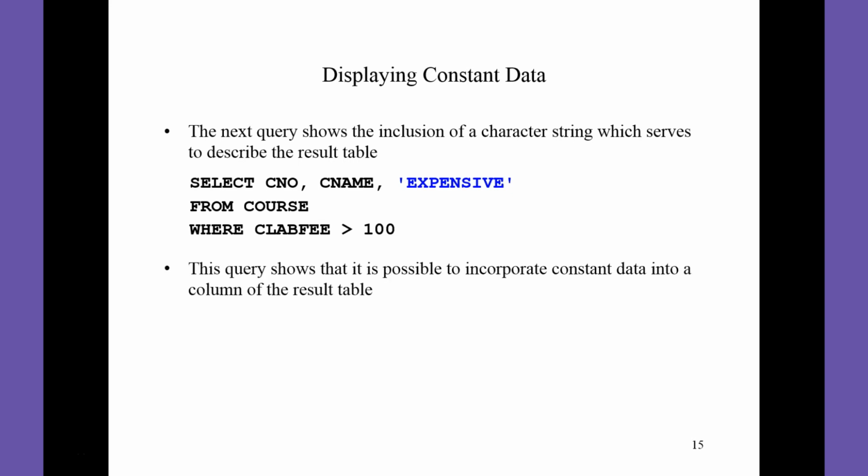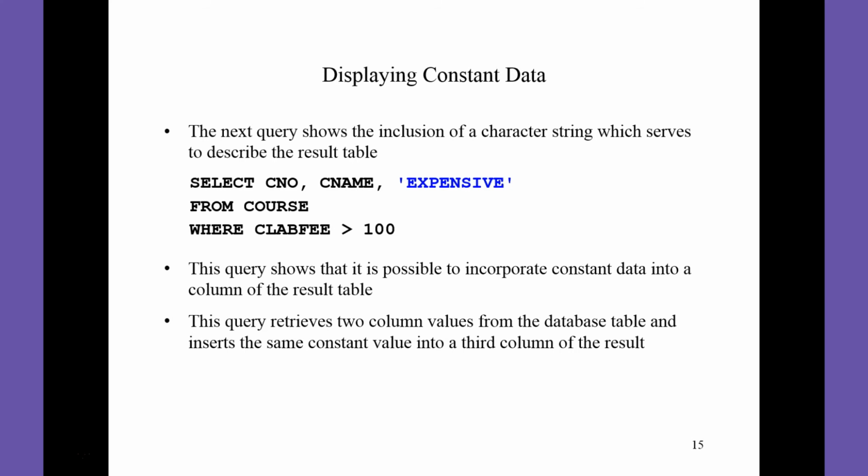This query shows that it's possible to incorporate constant data into a column in the result table. As we said, the query retrieves CNO and CNAME values from the database and inserts a value of this character string, expensive, as the third column value. Note that we didn't have to use a character constant.